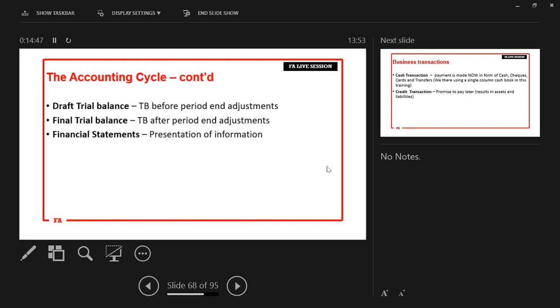After you have done your final trial balance, you deal with financial statements. So financial statements again deals with presentation of information. So here we are in accounting. So where does accounting begin from? From the general ledger. Let us not forget. Accounting begins from the general ledger.